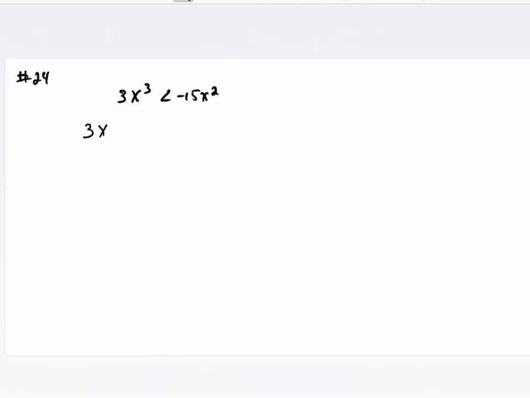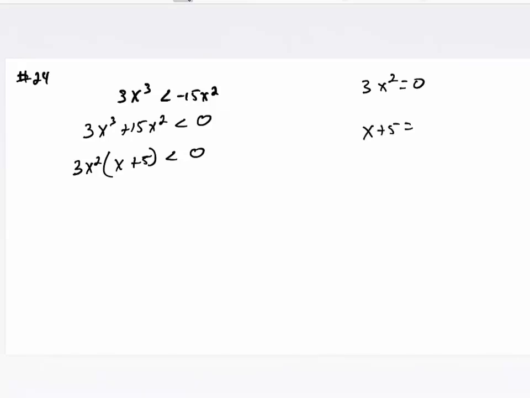So we have 3x to the third power plus 15x squared is less than 0. Let's take out a 3x squared, and when we do that, we end up with (x plus 5) is less than 0. So just like we did in number 20, we're going to set each one of these factors equal to 0.